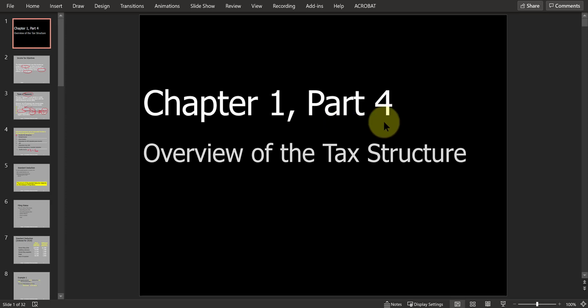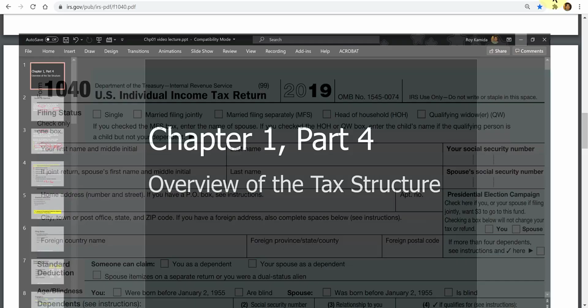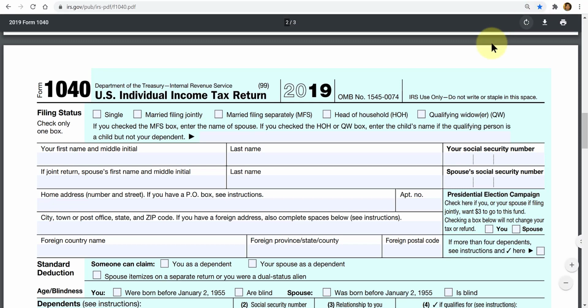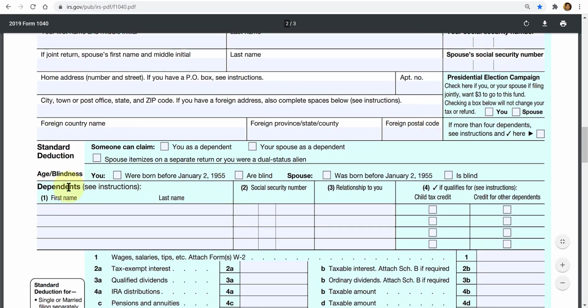Welcome back to part 4 of our video lecture for chapter number 1, where we're going to be talking about dependents. Dependents are important because they may determine whether the taxpayer can be a head of household filing status or possibly a qualifying widow filing status. In this section down here of the 1040, we would have to list out the names, social security number, and the relationship of the dependent to the taxpayer.